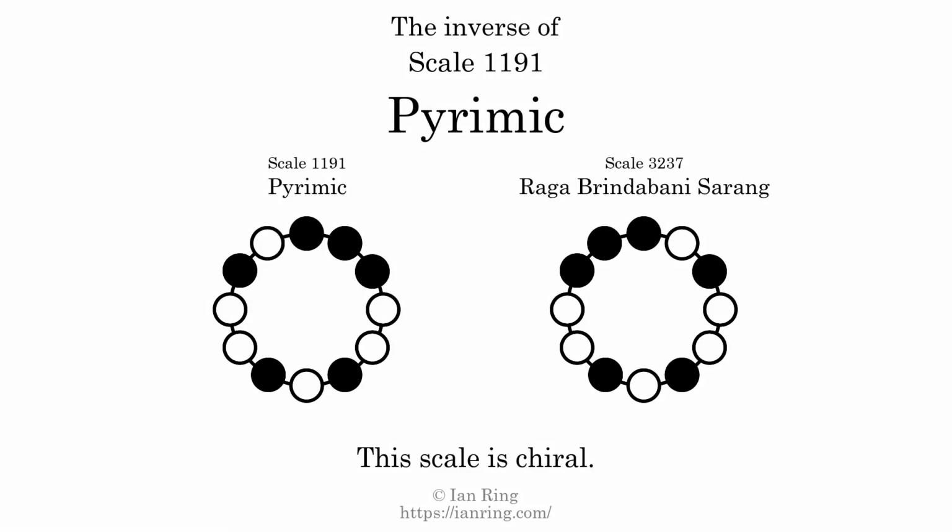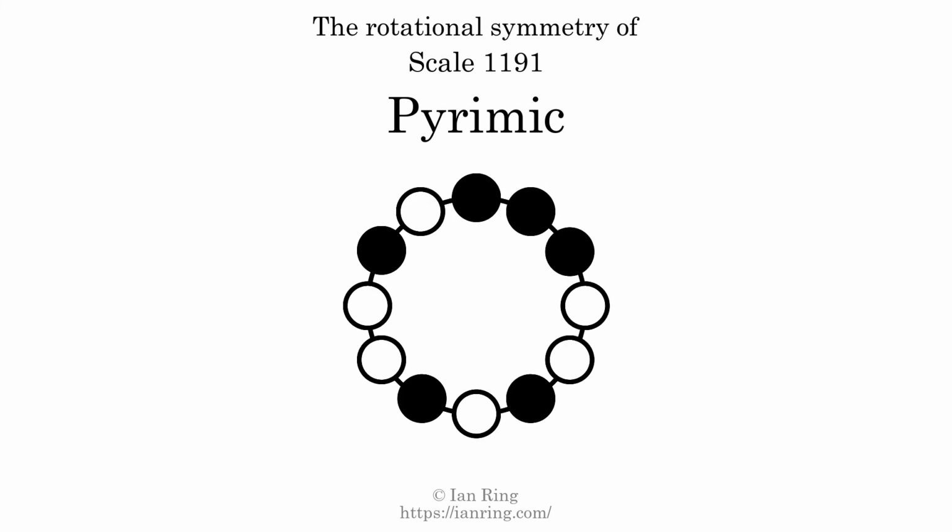The inverse of a scale is a mirror image. It is what you get when the sequence of intervals is reversed. The inverse of this scale is scale 3237, also known as Raga Brindabani Saran. This scale is chiral. It cannot transform into its inverse by rotational transformation. This scale has no rotational symmetry.